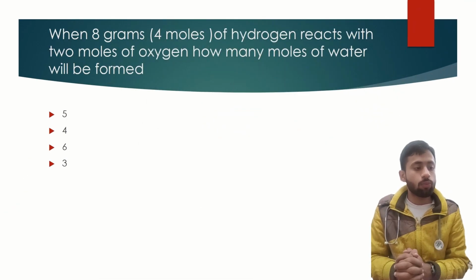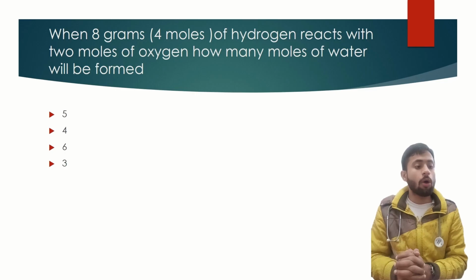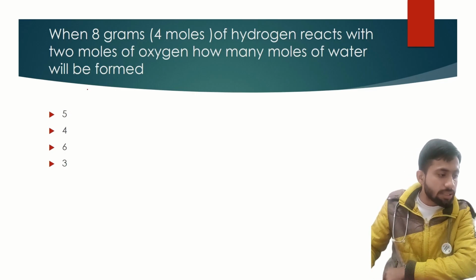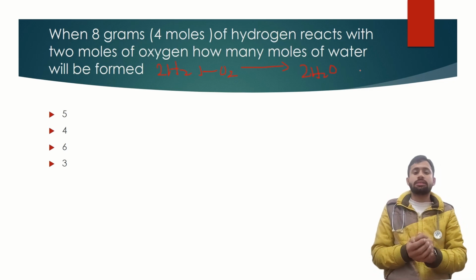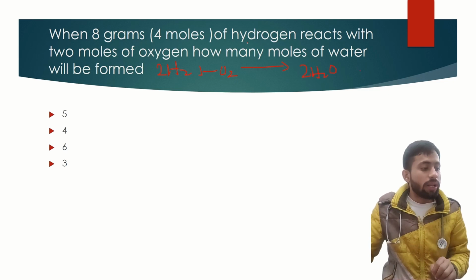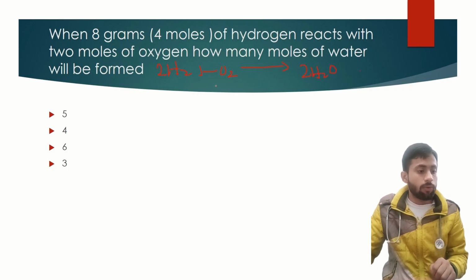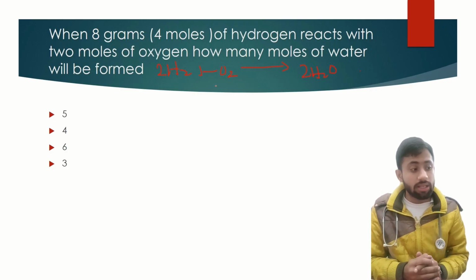When 4 moles of hydrogen reacts with 2 moles of oxygen, how many moles of water are formed? So basically, let's write down the equation: 2H2 plus O2. I have memorized this equation with balancing. So when 4 moles of hydrogen react with 2 moles of oxygen, how many moles of water will be formed? I think there is something fishy.